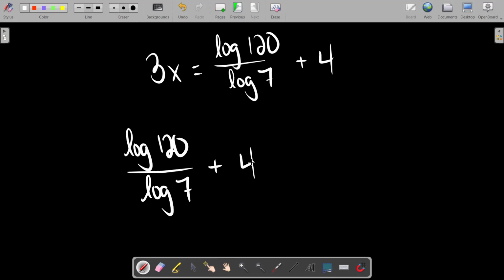You must, unless you had chosen to put this whole thing in parentheses, which I'm guessing you didn't do of your own free will. So hit enter right now. And I'll catch up to you here. So we have log of 120, close, divided by log of 7, close, plus 4, enter.